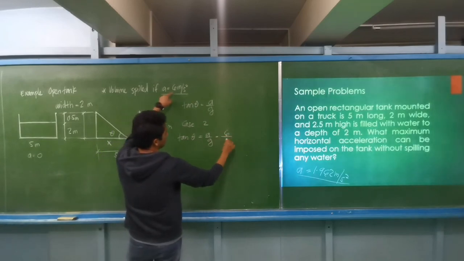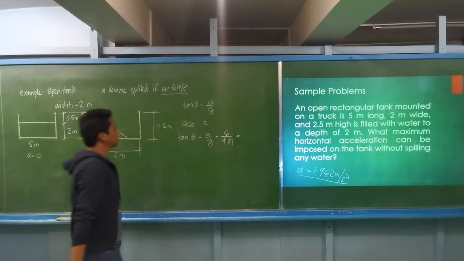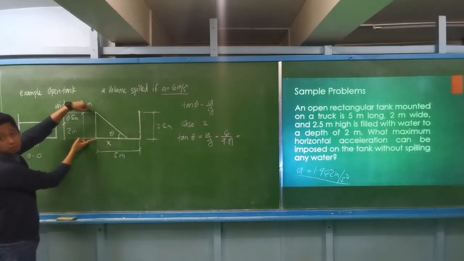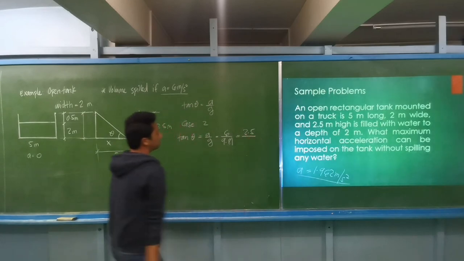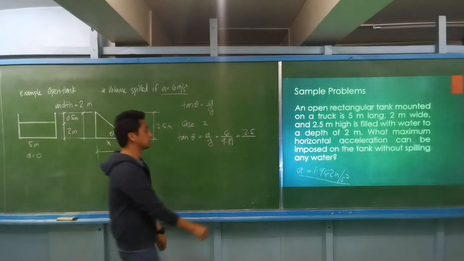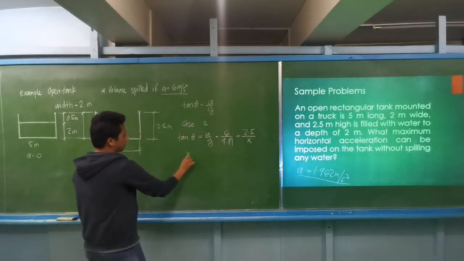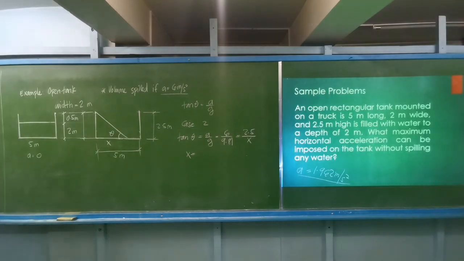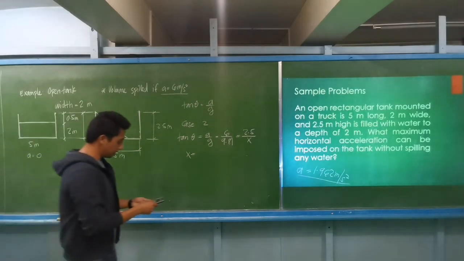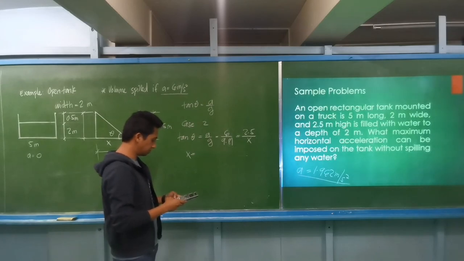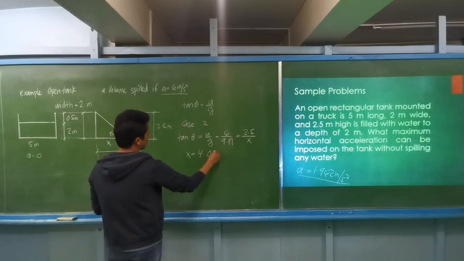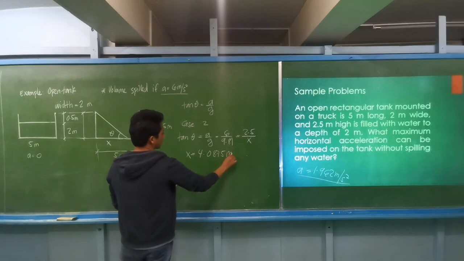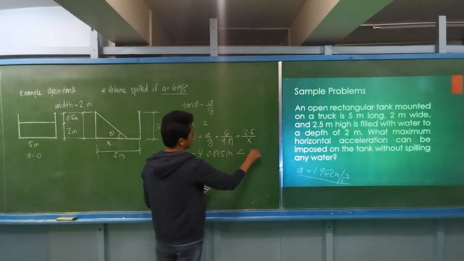So again, the tangent of theta is equal to a over g, the acceleration is 6 meters per second squared divided by 9.81. For this triangle, tangent is opposite over adjacent. We are maximizing the height of the container, that is 2.5 meters, divided by the adjacent side, which should be less than 5 meters, let's say x. So what will be the value of x? The value of x will be 2.5 times 9.81, divided by 6. So the value of x here is 4.0875 meters.